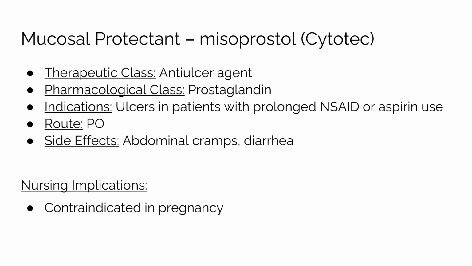The mucosal protectant, misoprostol. The therapeutic class is that it's an anti-ulcer agent. The pharmacological class is that it's a prostaglandin. Indications is that it's for ulcers in patients with prolonged NSAID or aspirin use. The route is PO. Side effects include abdominal cramps and diarrhea. Nursing implications is that it's contraindicated in pregnancy. In pregnancy, misoprostol is only given for the induction of labor or for postpartum hemorrhage.